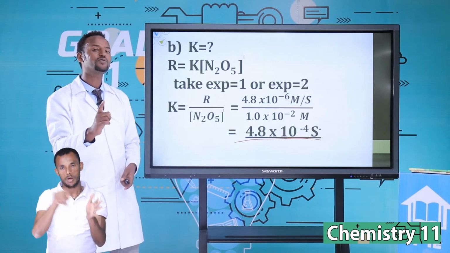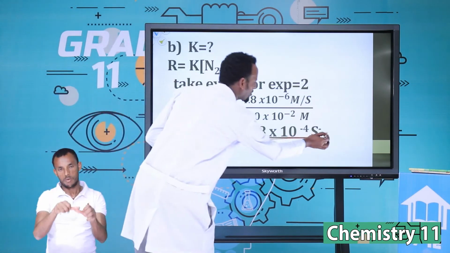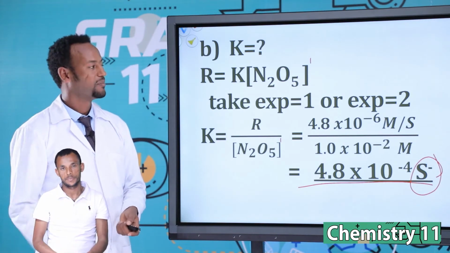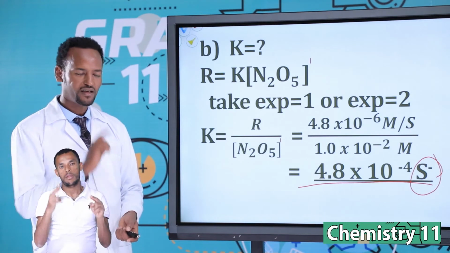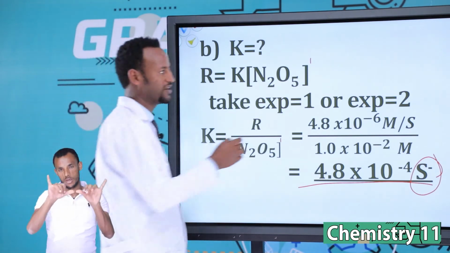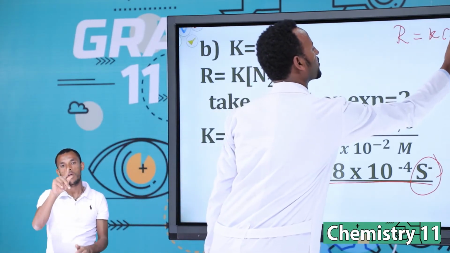The third one is, what is the unit of the rate constant? Look, what is the unit of the rate constant? Already it's known: per second. By the way, the rate constant unit is always determined by this formula. Look, rate is equal to K times A to the power of x.